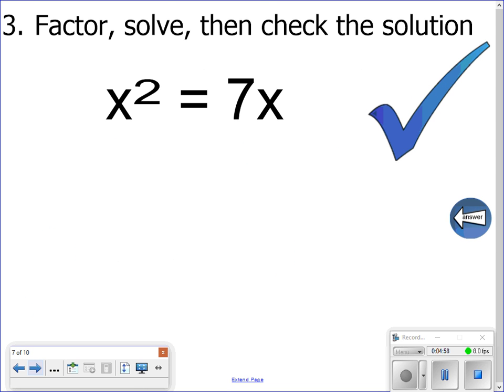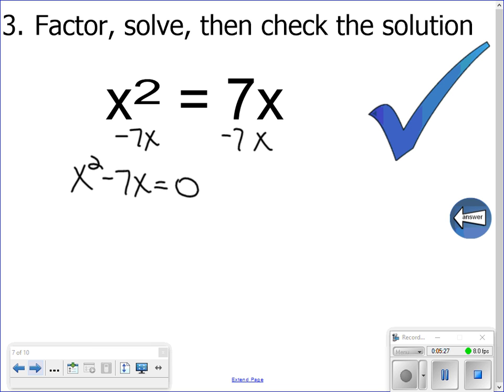Now, when it's not already factored, let's say that we have the equation x squared equals 7x. In order to solve this one, remember that the first step is to factor. Before I can factor this equation, I have to have everything on the same side. So let's subtract 7x on both sides so that we can factor this. My new equation is going to look like x squared minus 7x is equal to 0, because everything is now off of this side.